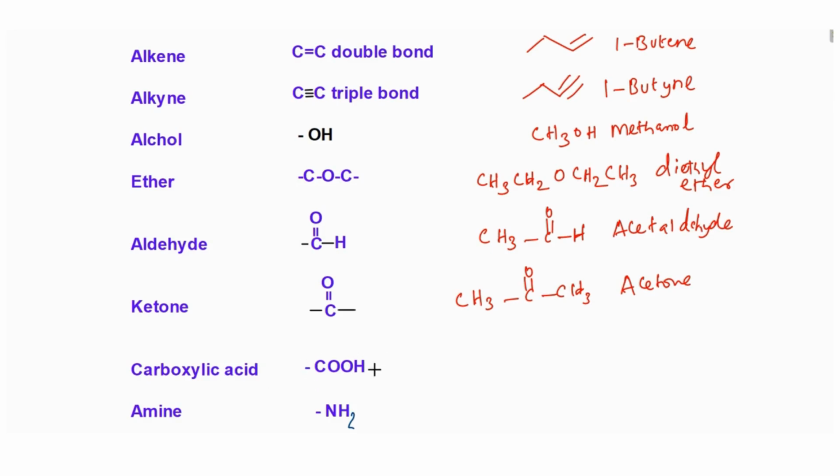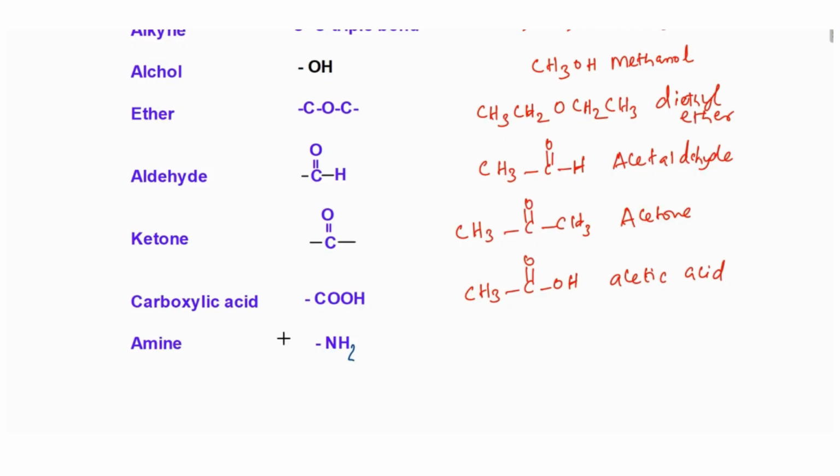Carboxylic acid: this is COOH. For example, CH3-COOH. This is an example of a carboxylic acid, which we can call acetic acid. Amine: the NH2 group is called an amine. For example, CH3NH2, which you can call methylamine.